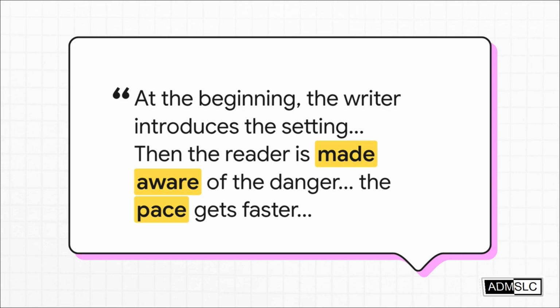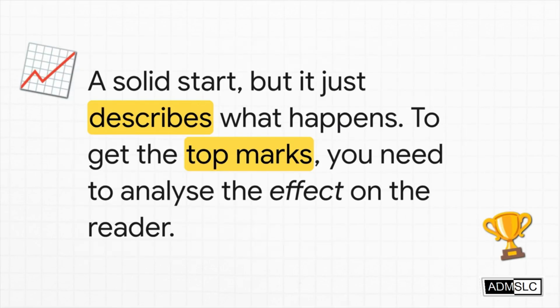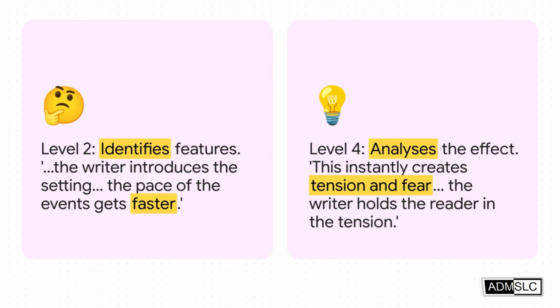But do you see what it's doing? It's mostly just describing what happens. It's feature spotting. It says the pace gets faster, but it doesn't really explain why the writer did that or what effect it has on us as the reader. So it's a really solid foundation. But how do we build on that to get into that top level 4 band? What does a truly perceptive analysis actually sound like? Let's take a look. Here it is.